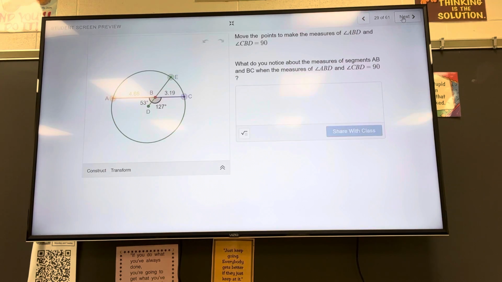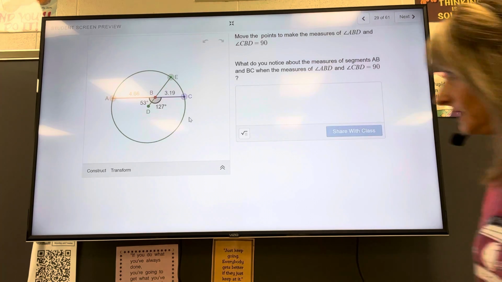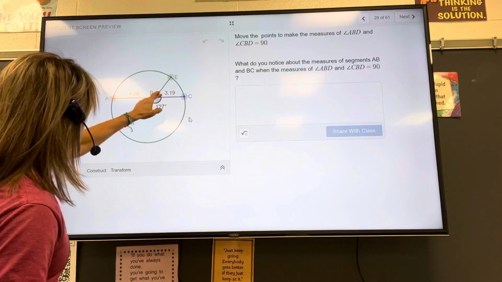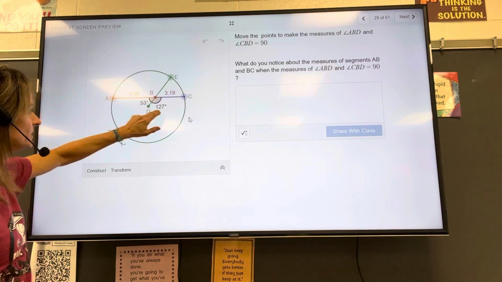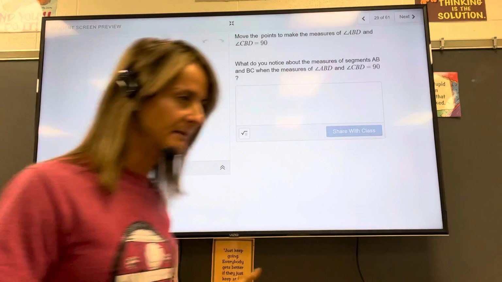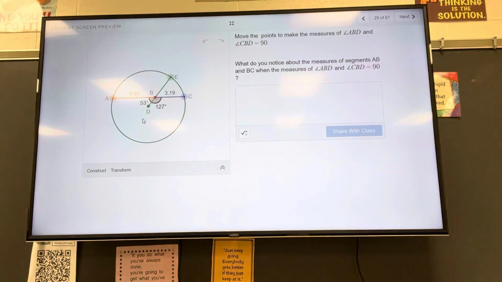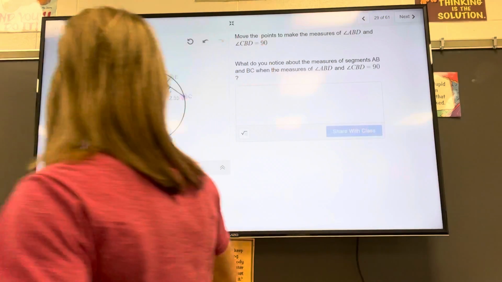Slide 29. Move the points to make the measures of angle ABD and CBD 90. So where's ABD? Angle ABD is currently 53 degrees and CBD is 127. We need to make them each 90 somehow. I noticed that this software is slightly off sometimes. So here's an example of how they're off a little bit.